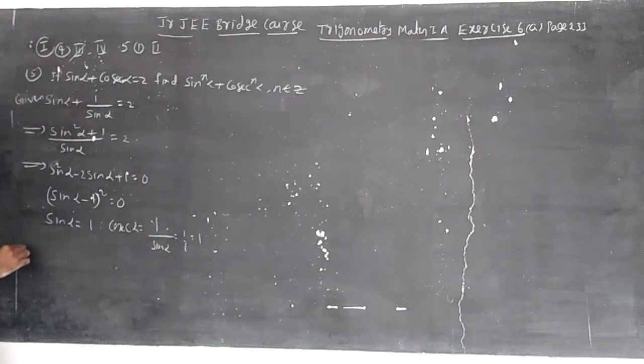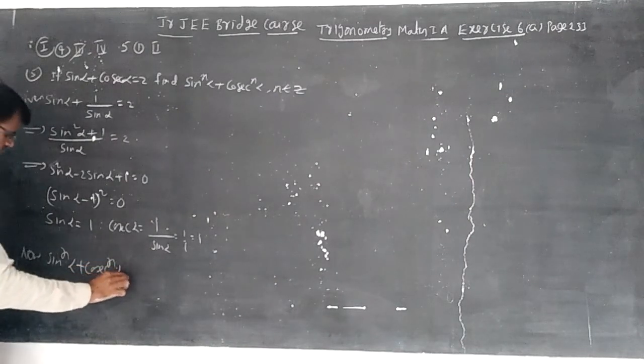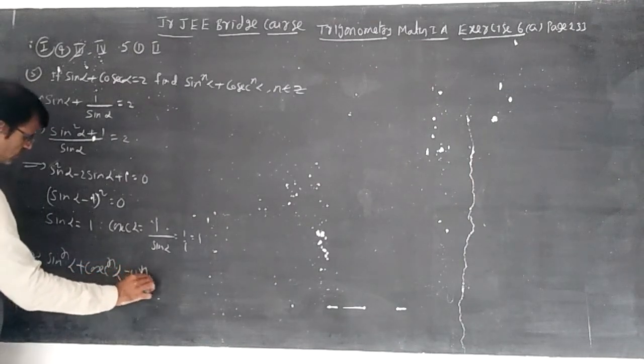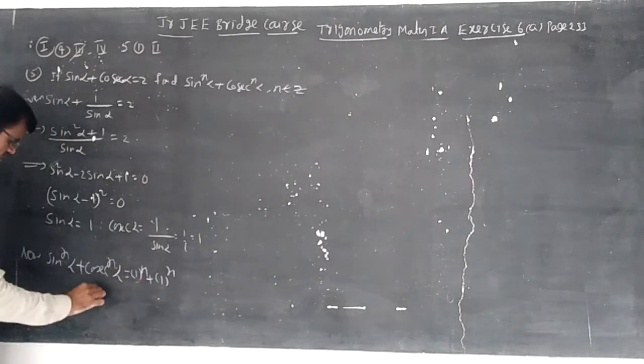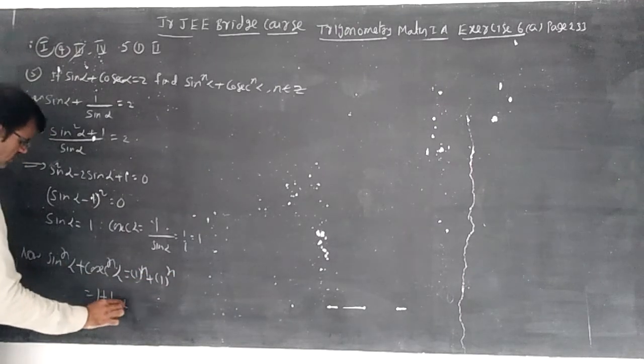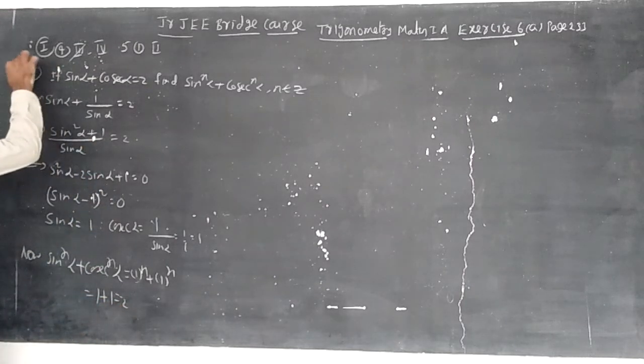Now we can write sin power n alpha plus cosec power n alpha is equal to 1 power n plus 1 power n. 1 power anything is 1, you can understand. So 1 plus 1 is equal to 2. This is a 2 marks important question.